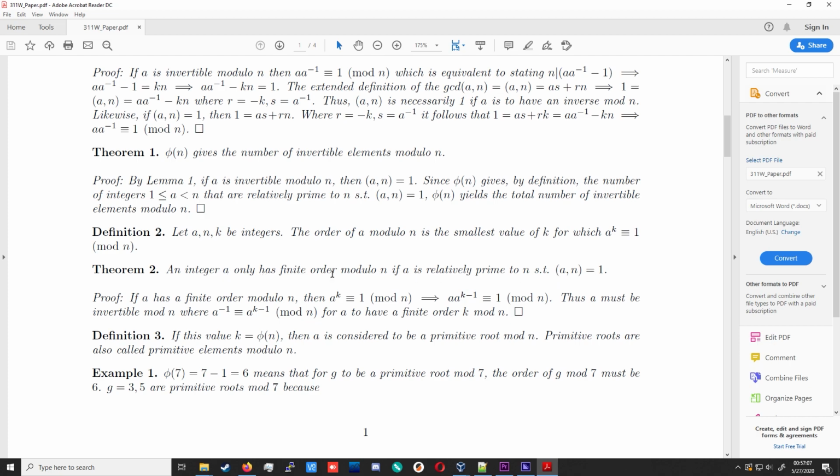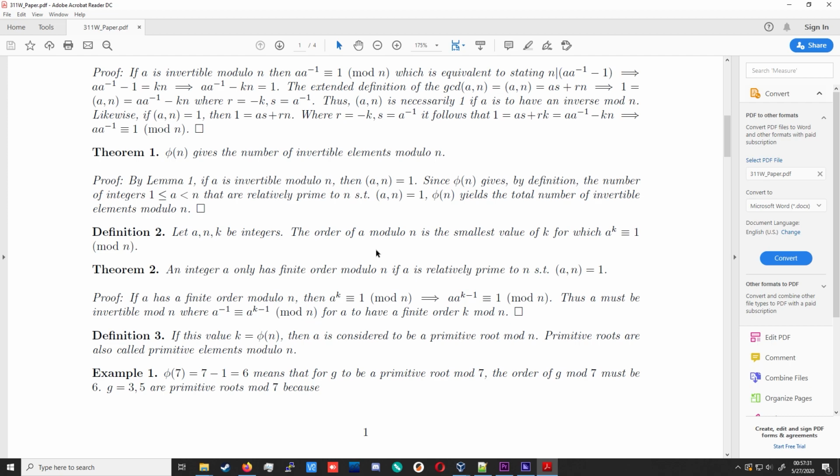And additionally, we have a definition of our value K here, which stipulates that not only does it satisfy this modular congruence, where A to the K is congruent to 1 modulo N, but it is the smallest value of K, typically the smallest positive value, and I have not stipulated that in this definition here, the smallest positive value of K, for which A to the K is congruent to 1 modulo N.